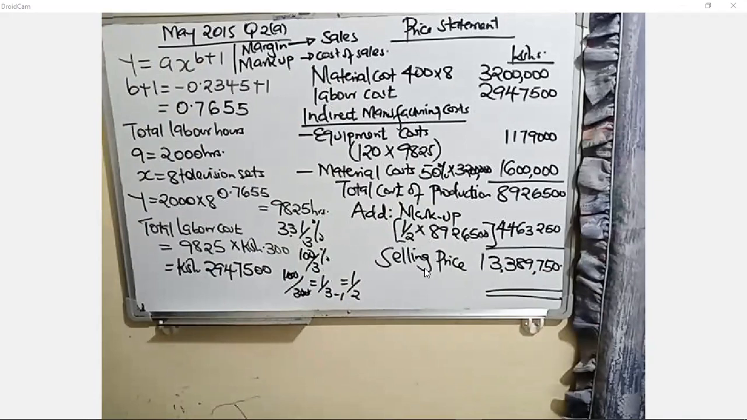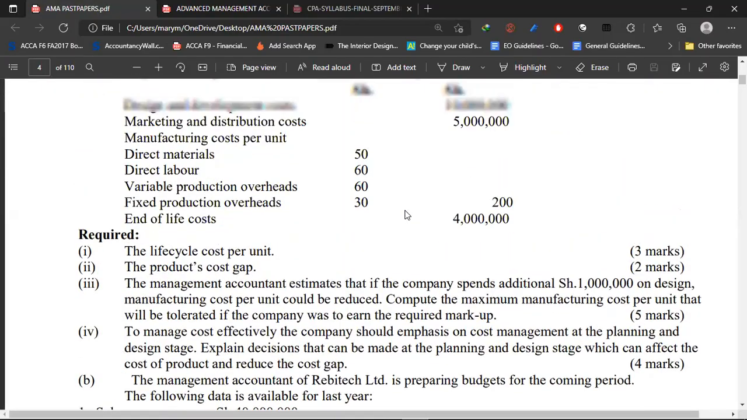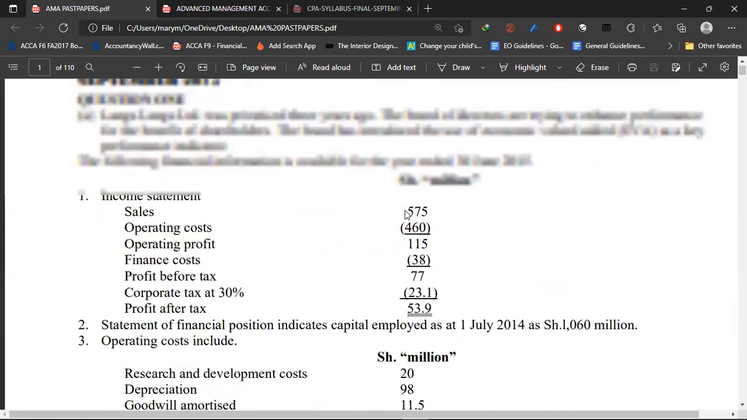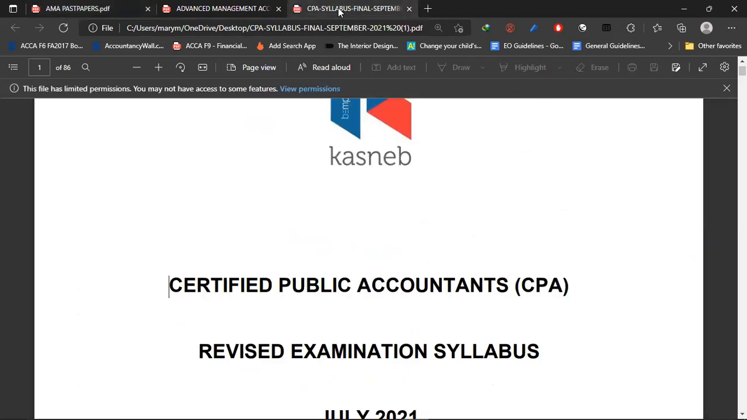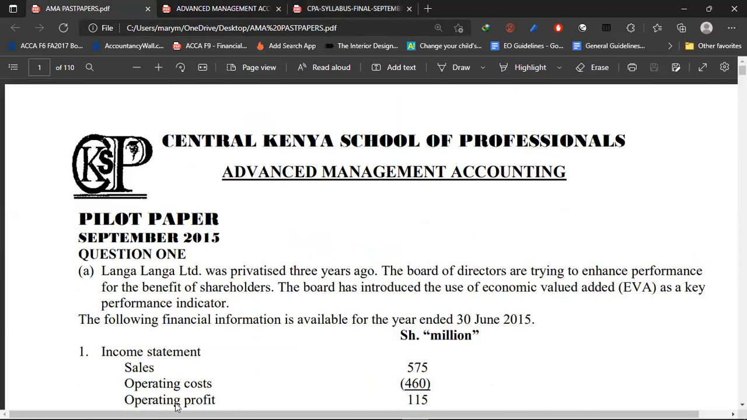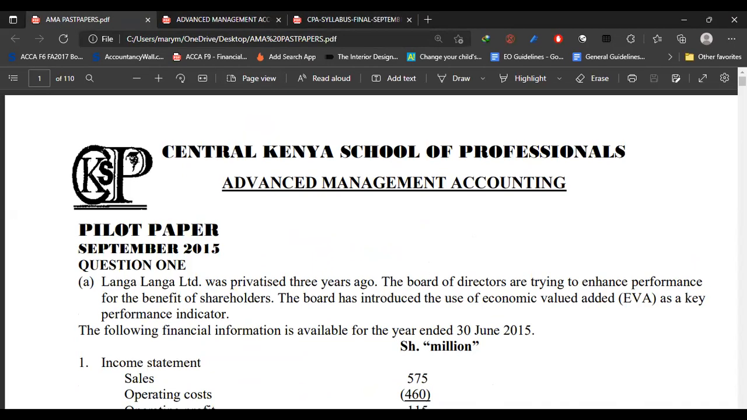September 2015 was not there, but I know that there is a good question in May 2016. Is it May or November? May, yes. May 2016. It is time now for Robert to read for us. So we don't have it here, so let me look for it.